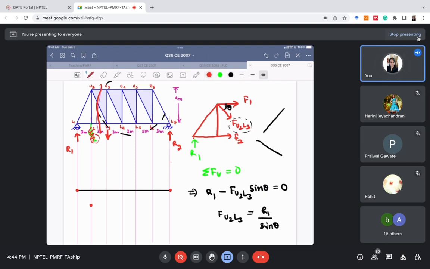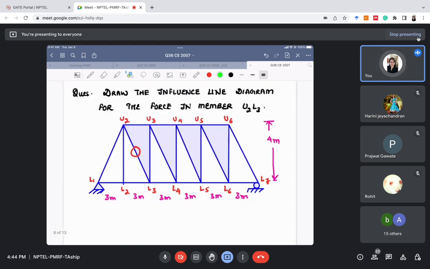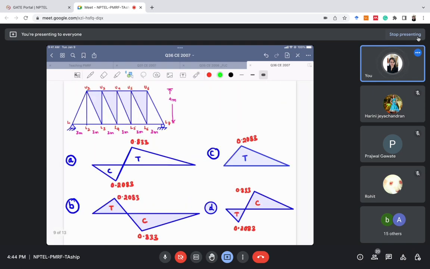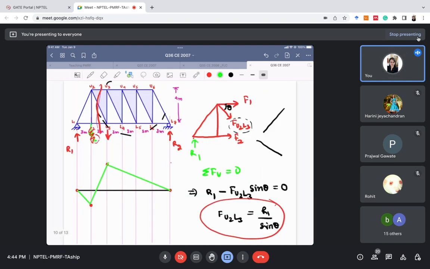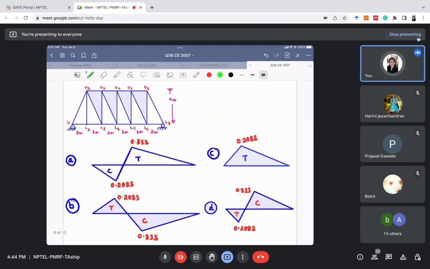So getting to the point now, FU2L3 we are getting as positive here, so it is positive like this. So we can simply join the ILD now. It is here and here and here. So we got the answer like this simply. Even though it is looking very complicated, it is very easy, you see, right? So which option is it matching? It is compression and tension here and compression here. So what is the option? Option number A. This is the answer. We do not need to calculate the values here.